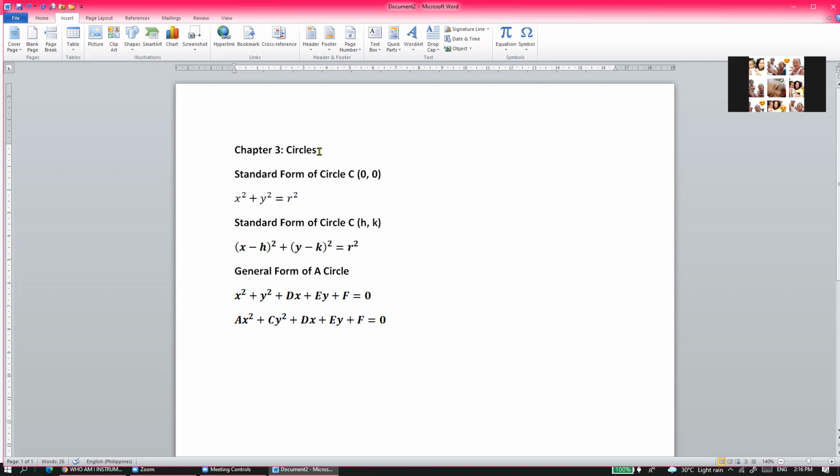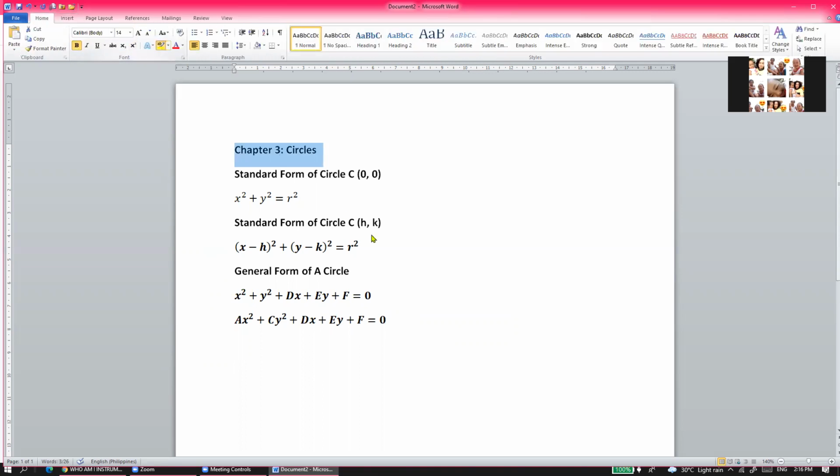So tandaan ninyo lagi, when dealing with a circle, always remember that diameter is always equal to 2 times the radius of a circle. Laging twice. At kapag radius naman ang hinahanap, is always equal to half of diameter. So tandaan nyo lang yung mga yan.